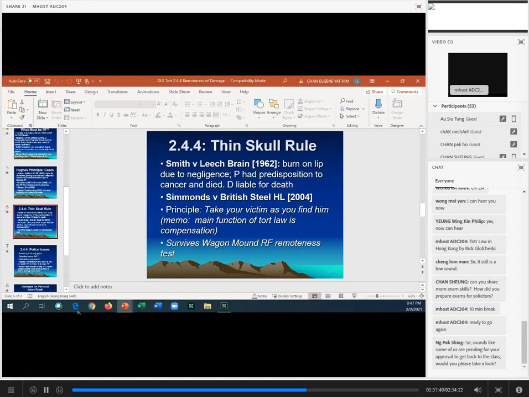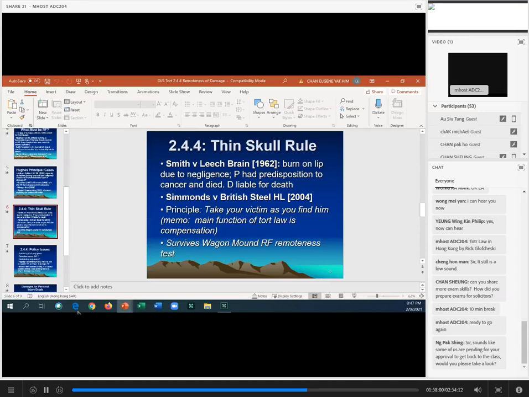Okay, so there you are. Smith and Leech Brain. I think Simmons is also a good case to cite. Smith and Leech Brain is a little bit old now, 1962. Simmons is a House of Lords decision, much more recent. So I think Simmons would be a must-know case as well on the thin skull rule.